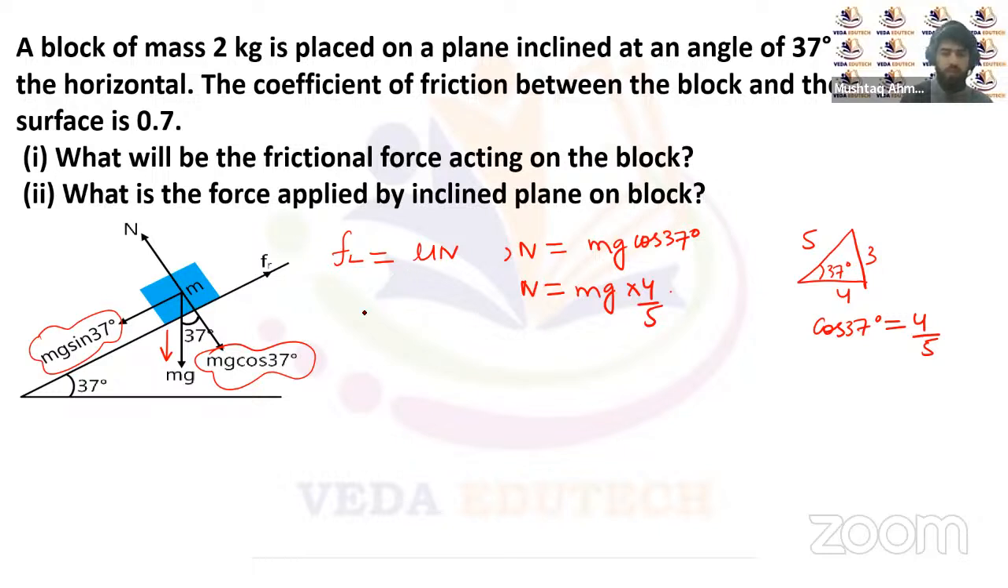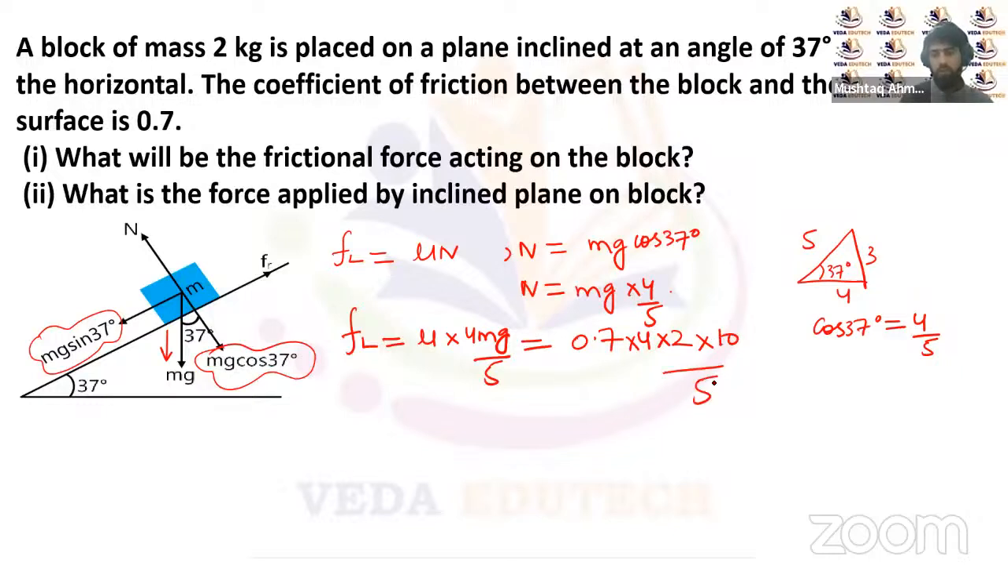Now the question is, what's the value of this limiting friction? It will be mu times N. That's 4mg upon 5 as the normal reaction, and the value of mu is given as 0.7. It will be 0.7 multiplied by 4 multiplied by the mass of the object, that's given as 2 kg. And let's take the value of g to be equal to 10.